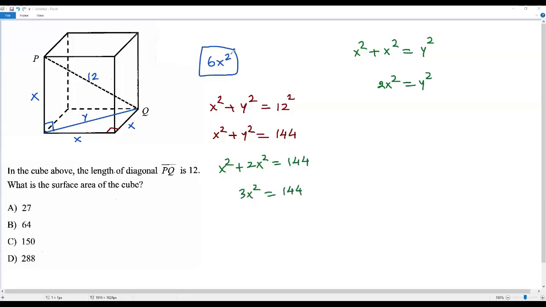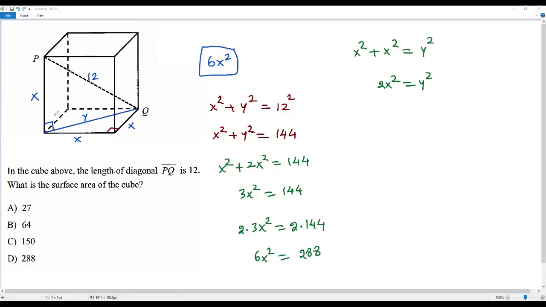My aim is to get the value of 6x square, which represents the surface area of the cube. But here we got the value of 3x square. To get the value of 6x square, we have to multiply both sides of this equation by 2. Let me do it: 2 times 3x square equals 2 times 144. 2 times 3x square is 6x square, and 2 times 144 is 288. Now I got the value of 6x square.